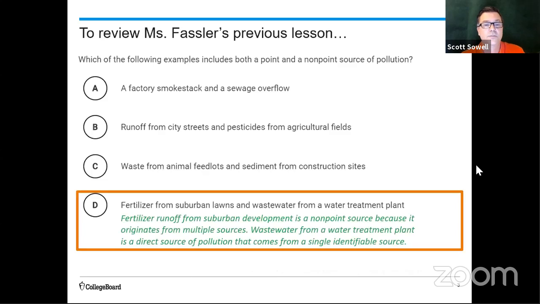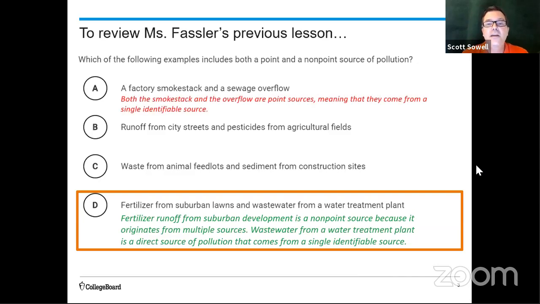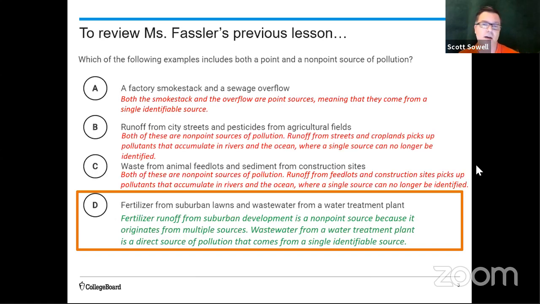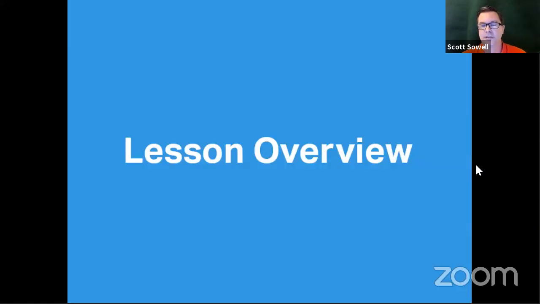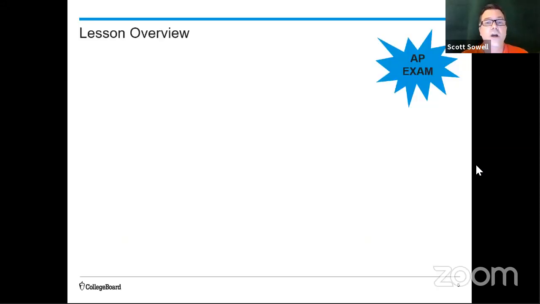All right, so the answer was D. We're looking for both a point and a non-point. Unfortunately, in A, both of them were point sources, and B and C were both non-point sources. So just to get your brain thinking again about point versus non-point that Ms. Fassler talked about yesterday. So where are we going today?